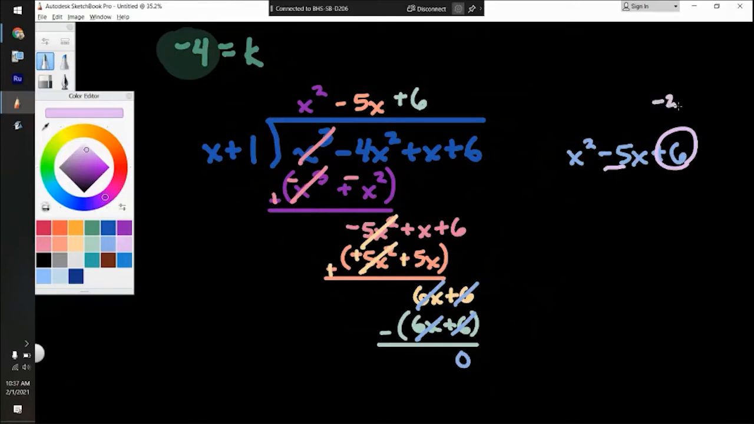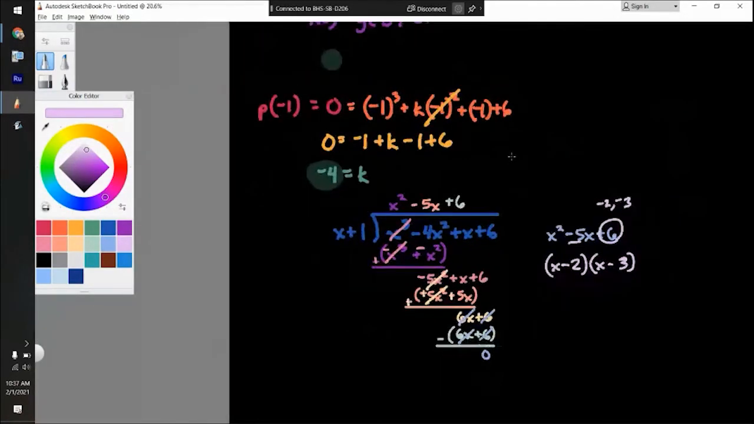The two numbers would be -2 and -3. So you can just factor it out to be x minus 2 times x minus 3. All right, so the other two factors would be those two things right there.